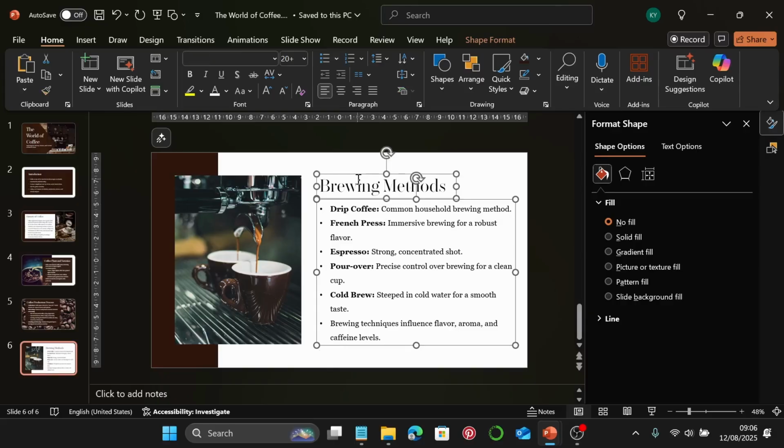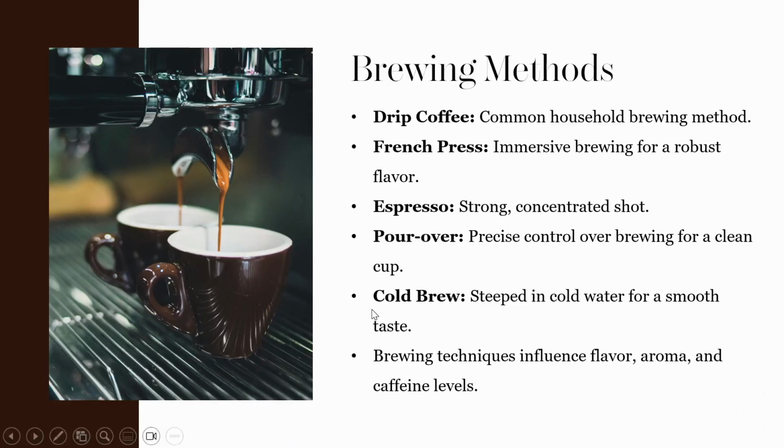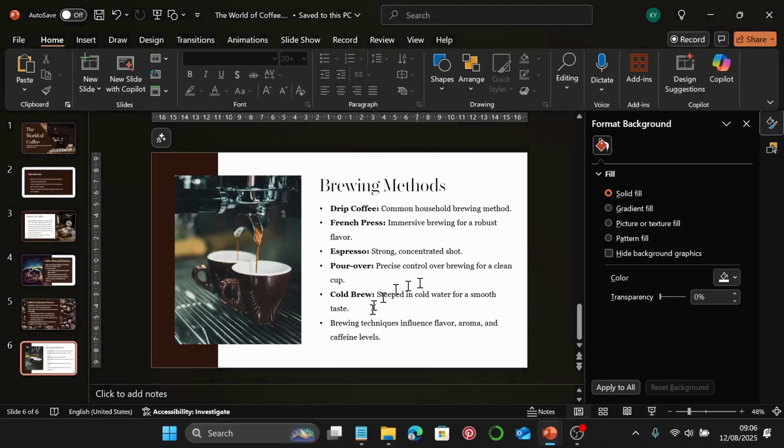That's just how it goes. You kind of look at things. If it feels like there's imbalance, change things, move things around. Yeah, now let's look at it in the slideshow. I'm going to open it, and yeah, this is brewing methods for our presentation. All right, let's move on to the next slide.